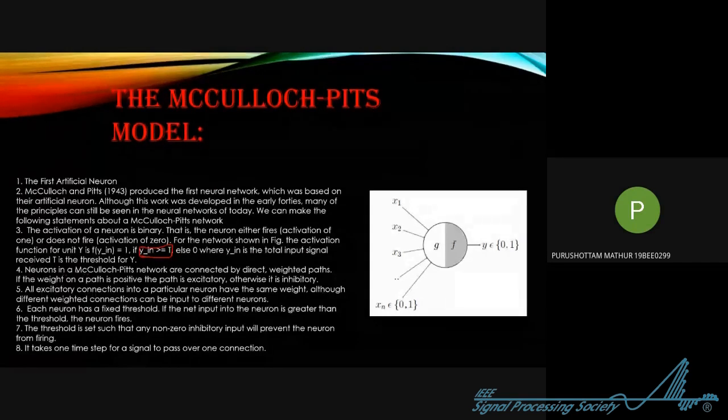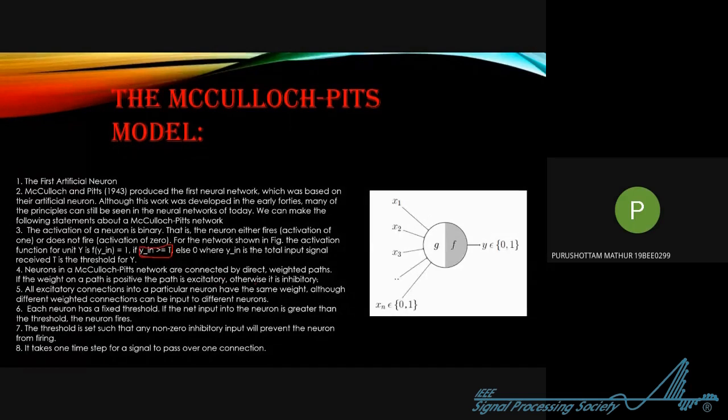Neurons in a McCulloch-Pitts network are connected by directed weighted paths. If the weight on a path is positive, the path is excitatory, otherwise it is inhibitory. All excitatory connections into a particular neuron have the same weights, although different weight connections can be put to different neurons.